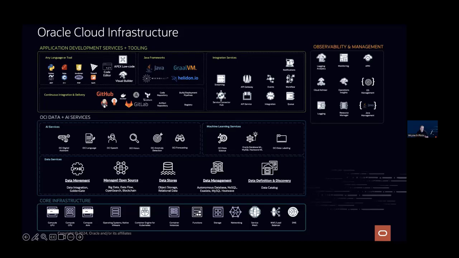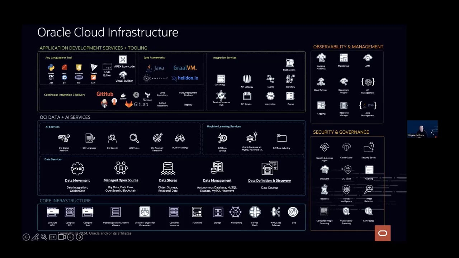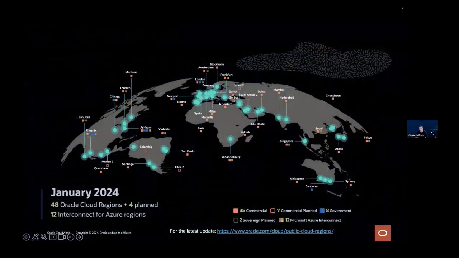Then on top of that, we have observability and management and security and governance capabilities as well. That essentially gives you the sort of end-to-end full complete cloud solution. As it is with the games, for example, and any other applications, being present in many regions, being close to the potential users, end users, always helps with the latency and scalability. So we have a very good coverage across the globe in terms of the data centers.